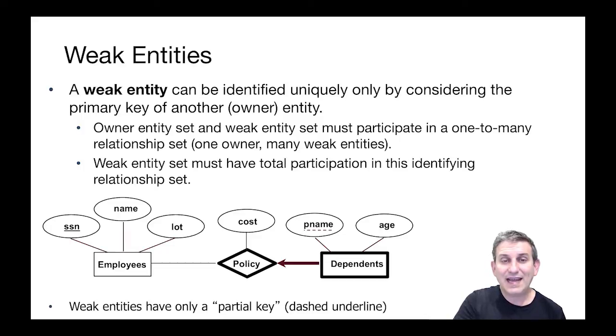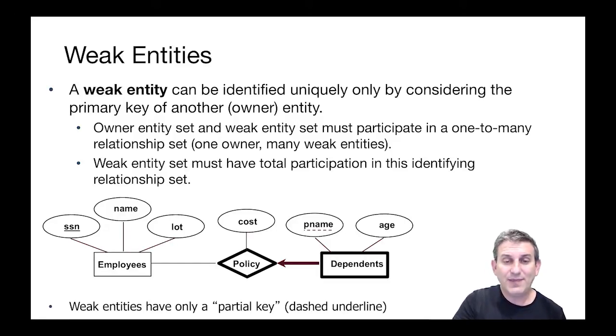Now the weak entity set has to have total participation in this identifying relationship set. Each dependent must have a policy associated with an employee. Okay? Weak entities are drawn as having a bold arrow as well as bold edging around both the entity set and the corresponding relationship set that defines how they are related to regular entities.